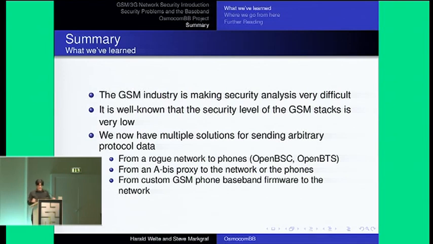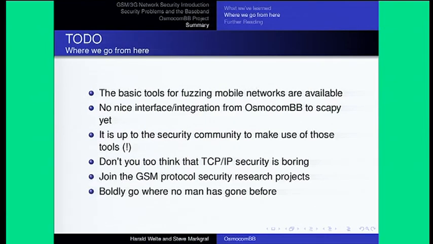Where to go from here? As I said, we're still waiting for somebody to do the fuzzing integration. It's up to the security community to make use of this. And I personally think TCP/IP security has been boring for a number of years. There's RFID, there's Tetra, there's GSM, there's 3G, there's DECT. There are all these communication systems out there. Why did nobody ever present here about a GPS transmitter that sends arbitrary satellite information and confuses GPS receivers and so on? There are so many communication systems out there that are waiting for somebody to do practical security analysis. Don't look at TCP/IP all the time. It's boring. It's old.